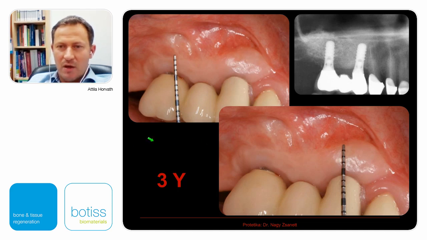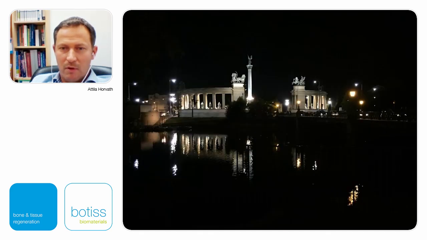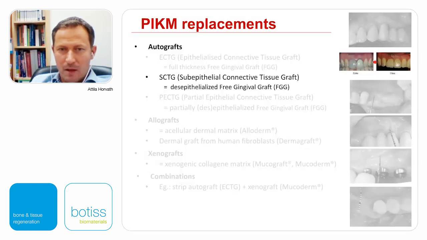So it's really stable, and if we check the X-ray, the situation was after GBR lateral augmentation as well as sinus lift surgery. So the implant is in the right position, and hopefully it remains since we created the healthy biology.